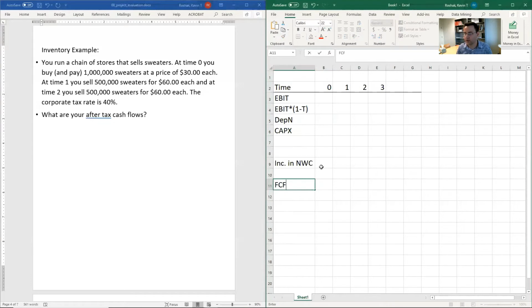Okay, so just like before, what is the free cash flow? It's going to be the EBIT times 1 minus T, plus the depreciation, minus CAPX, and then minus any change in net working capital. Okay, so I'm just setting up the formula for now, and we'll fill out these details later. We're not going to have any depreciation in this example, so right away I'm going to mark it as 0. Likewise, no CAPX, just mark it as 0.